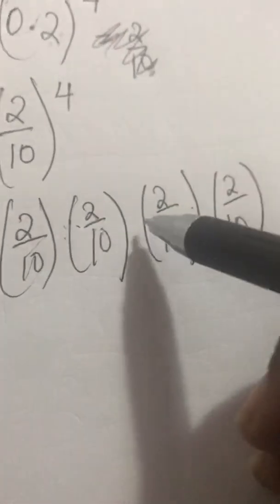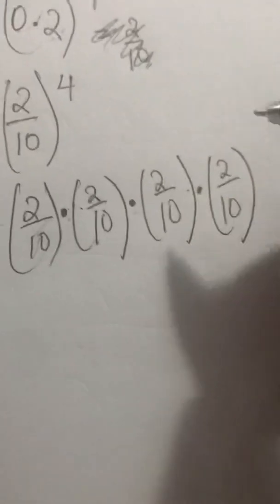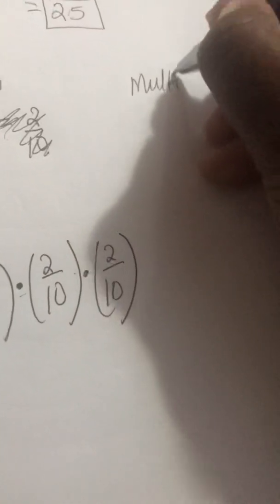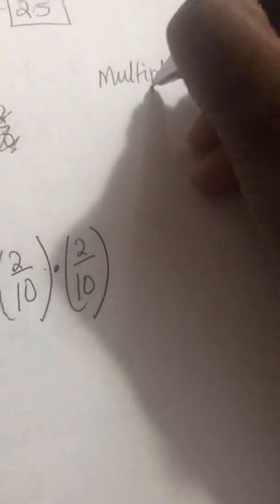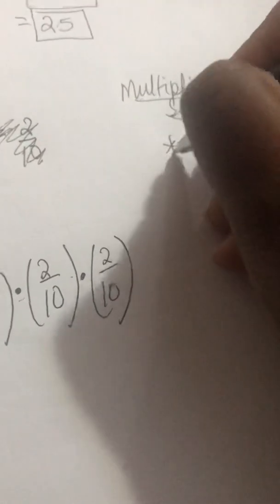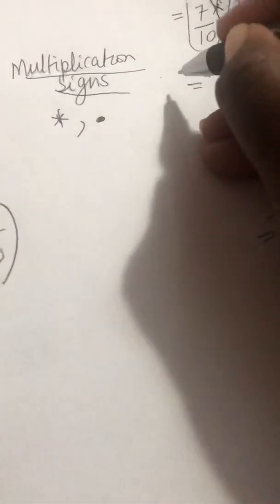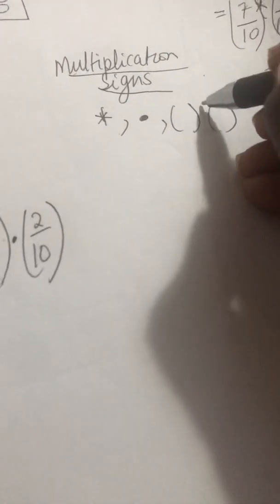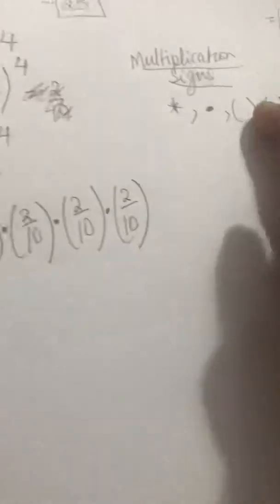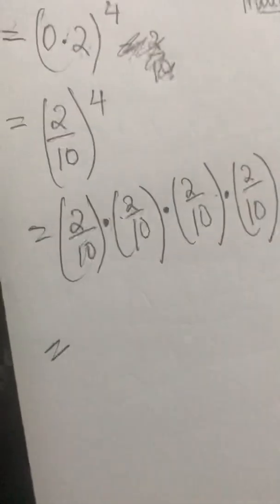I can leave my brackets without a sign in the middle, or I can put a sign, which means multiply. Remember multiplication signs. You should know them. Either use an asterisk or the dot in the middle, or the brackets without a sign in the middle. Okay, so this means you're multiplying these two numbers. All right, or these two values, whatever values will be in the bracket. All right, let's continue.